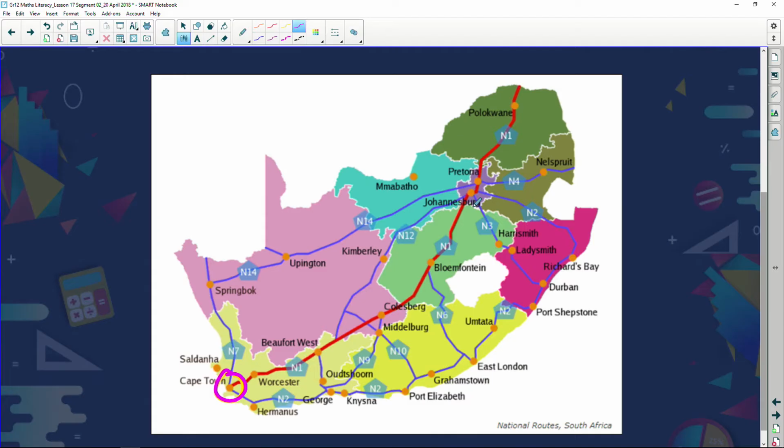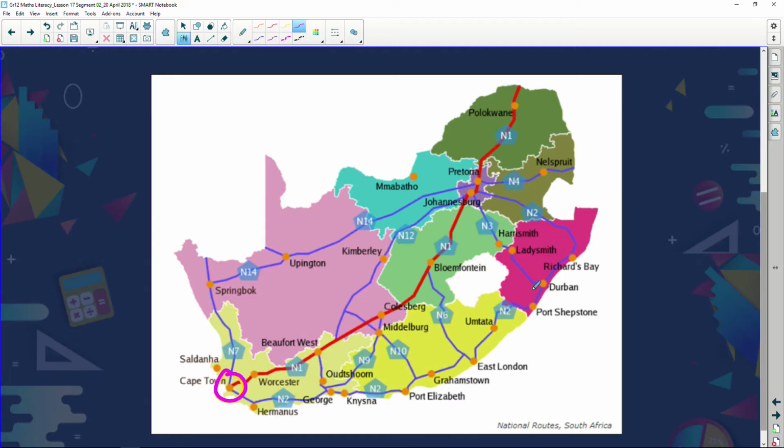Let's see if we can find national road number three. It's a much shorter route, but if you look at it, national road three is here. Take note how all these national roads begin with N. So national road three is the route between Johannesburg through Harry Smith, Ladysmith and Durban. Okay, nowadays it just goes a little bit around Harry Smith, doesn't quite cut through the town of Harry Smith, it cuts just past Ladysmith.